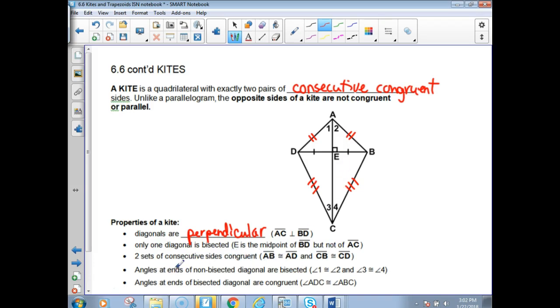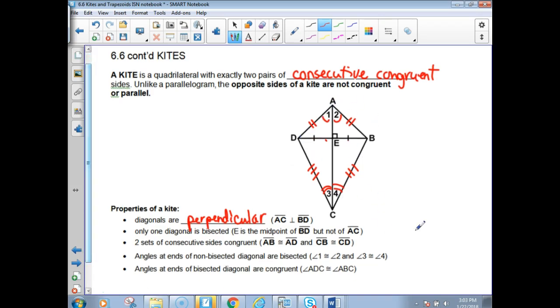We already marked those. Angles at the ends of the non-bisected diagonal are bisected. That would mean angle 1 is congruent to angle 2. And angle 3 and 4 are congruent, but they're not the same size as 1 and 2. Okay. Starting to look like a lot of marks on here mean a lot of things. We've got right triangles, congruent right triangles. And the angles at the ends of the diagonal that is bisected are congruent. Now they're talking about angle ADC and ABC. That's kind of awkward to see.